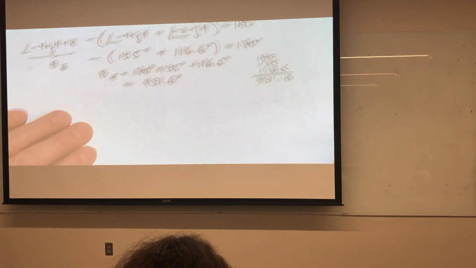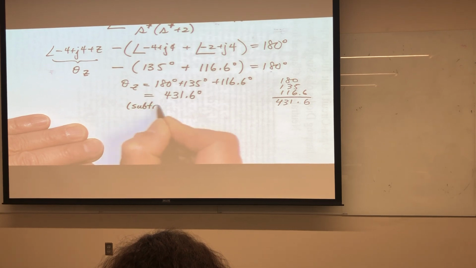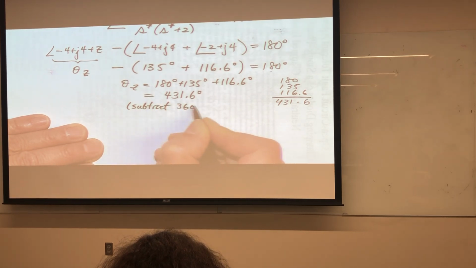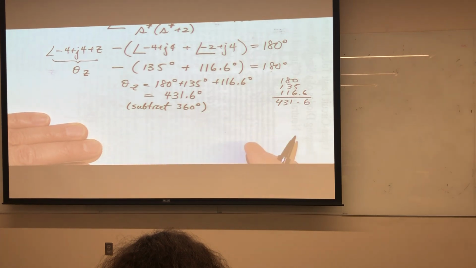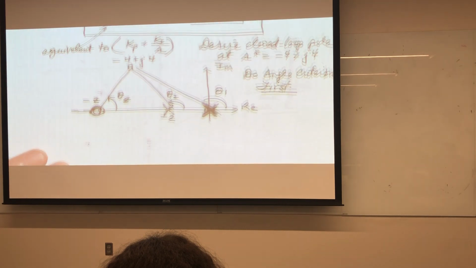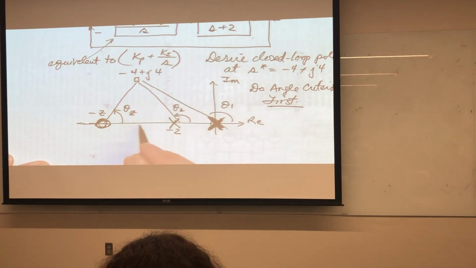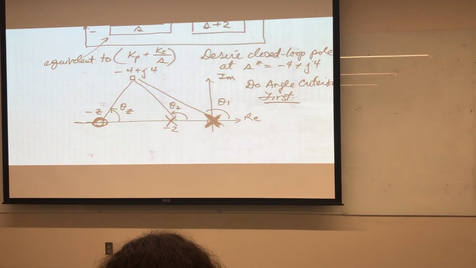Okay? So what we should do to get this reasonable is to subtract 360 degrees. That doesn't change the problem. It's the same angle. If I subtract out 360, I get 71.6. Okay. So now we have this, and according to our solution, this should be 71.6. So now we have this little bit of a problem we have to deal with now.